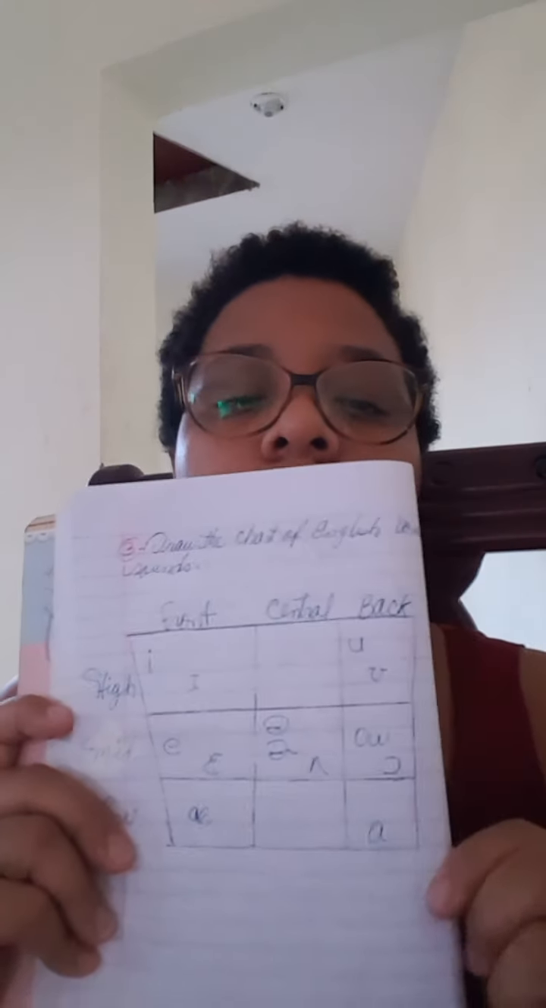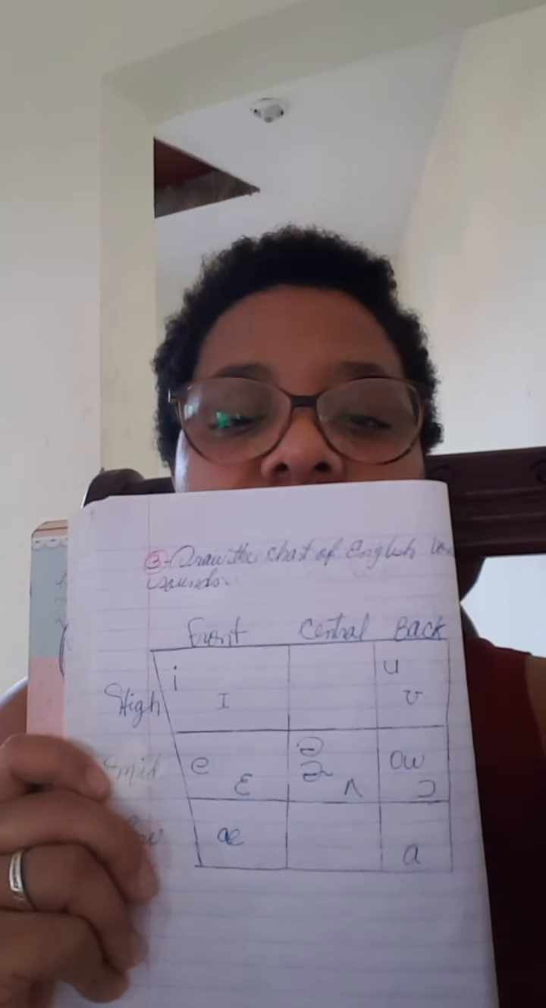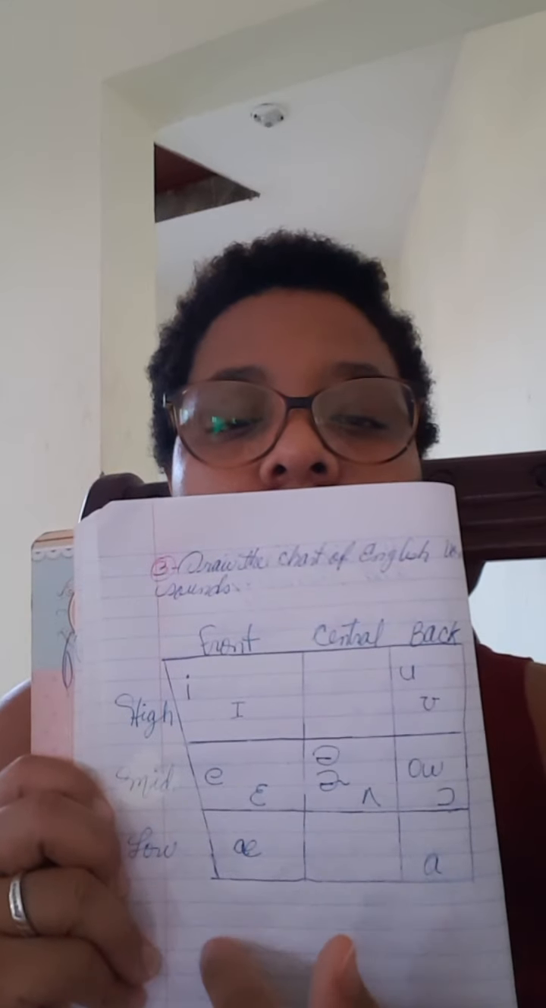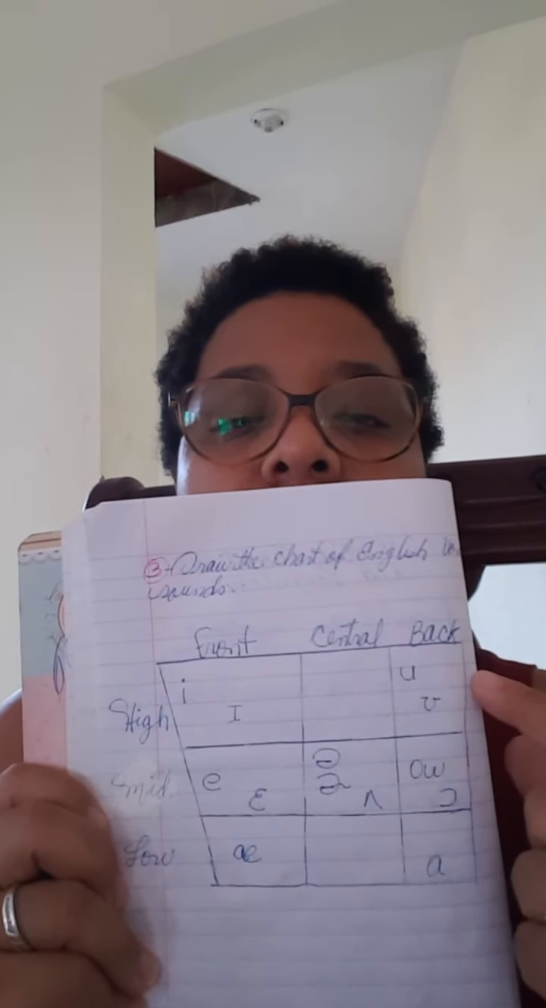Question number 3. It says, draw the chart of English vowel sounds. And I have it in here. As you can see, I have it high, mid, and low, front, central, and back. Question number 4 says, what does the distinctive quality of sound of any vowel result from? The distinctive quality of sounds of any vowel results from the position of the tongue, lips, and lower jaw.